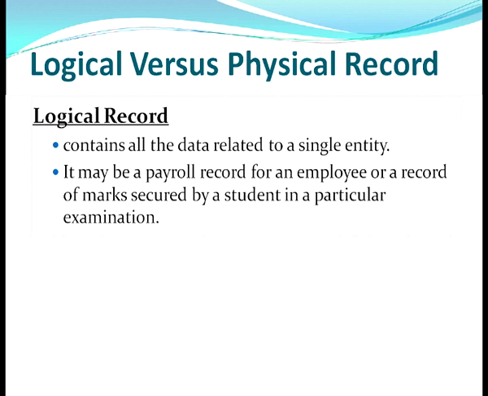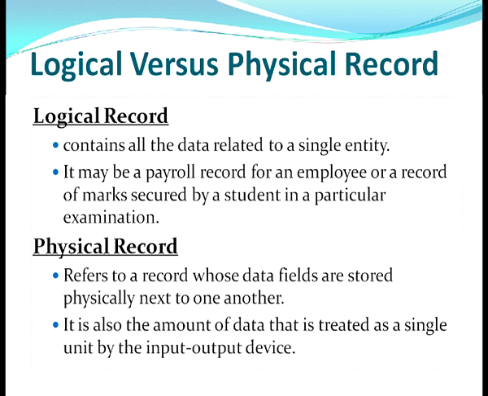On the other hand, we talk about physical records. The records which are stored physically on a device are physical records. As the definition says, it refers to a record whose data fields are stored physically next to one another. It also refers to the amount of data that is treated as a single unit by an input-output device. Anything that I store on my hard disk is one file, considered as a single entity. Physically, it is one file stored on my hard disk.